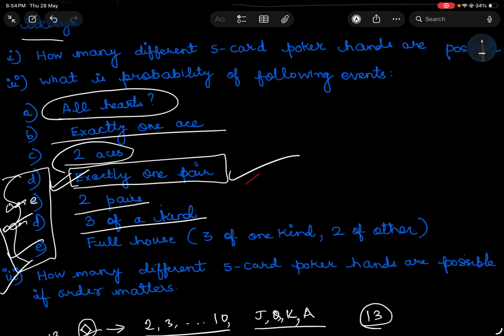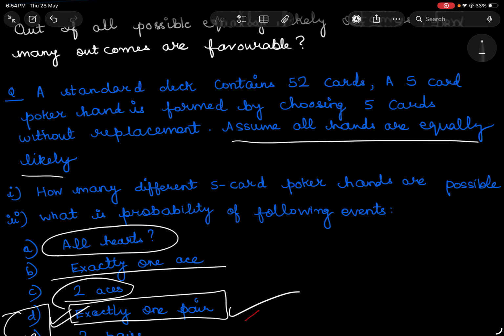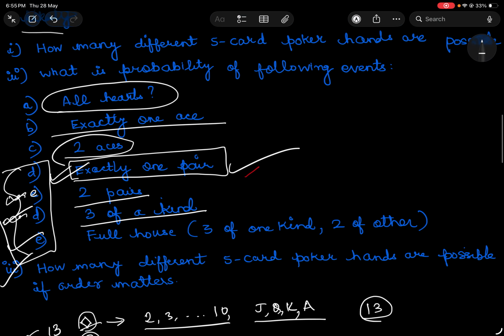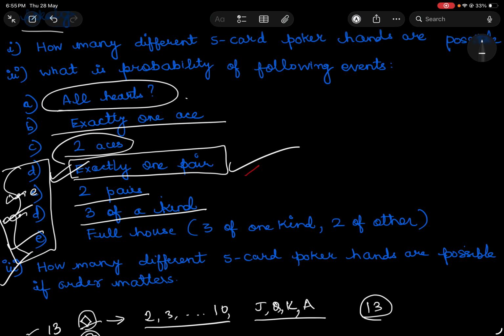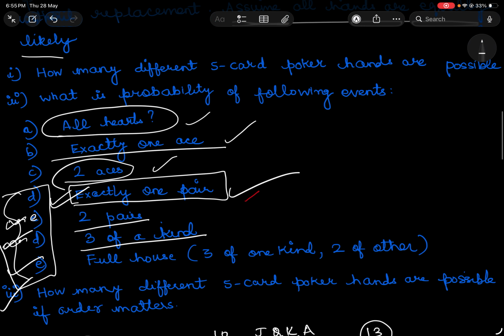Just for a recap, the problem we were trying to solve is that we had a standard deck of playing cards which has 52 cards, and a 5 card poker hand is to be chosen. 5 cards unordered without replacement, and all hands are equally likely. We have found the probability of all hearts, exactly 1 ace and 2 aces, and we have also seen what are the total different number of 5 card hands that are possible. Now we will do exactly 1 pair, 2 pair, and 3 of a kind.